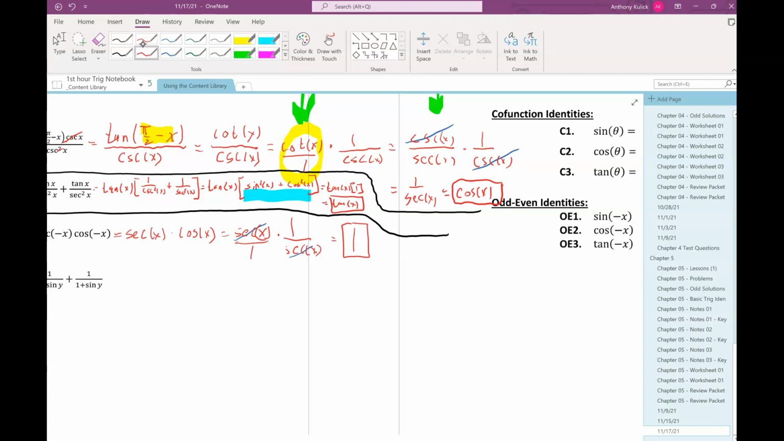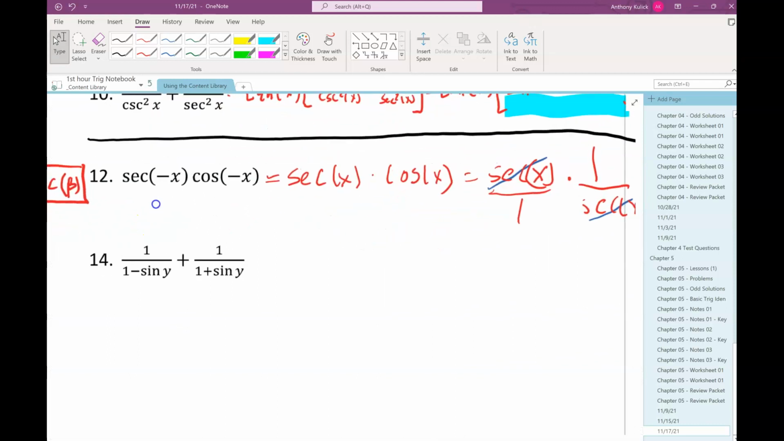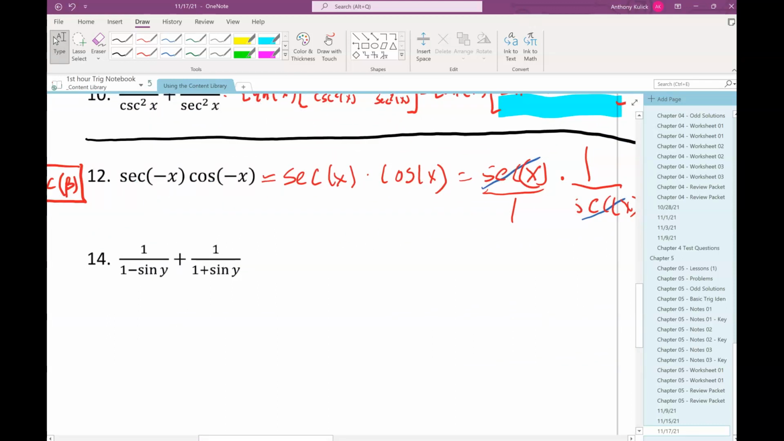Victoria. 14? Sure. So 14, first thing we'll do is look for an algebraic thing to do. There's no greatest common factors, right? There's no reducing to do. But I have two fractions that are being added together.